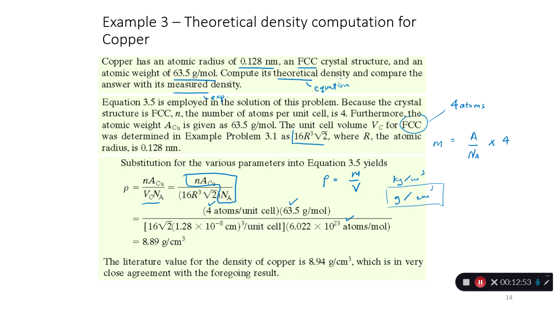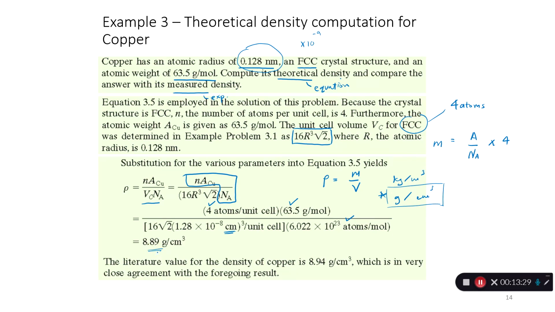I'm going to take a shortcut. You have this equation for FCC volume. Just put that in, and R here is where you put your radius. This is where you need to be careful. Nano is times 10 to the power of minus 9. If you want it in cm, you have to convert. It's better to have it in cm so that we end up with this unit. You can pause and write this down if you want, and then eventually you'll get this answer.